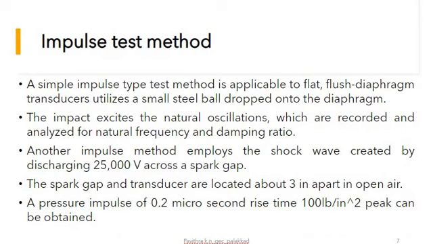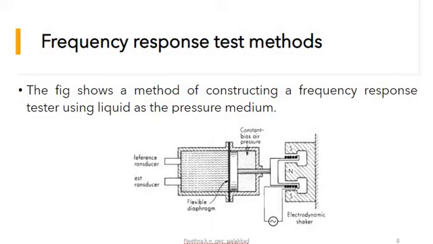So next one, frequency response test. This figure shows the method of constructing a frequency response tester using liquid as the pressure medium. Here this is the flexible diaphragm, this is the reference transducer, this is the test transducer, and this is constant bias air pressure. And in this part you can see an electrodynamic shaker for creating the pulses.